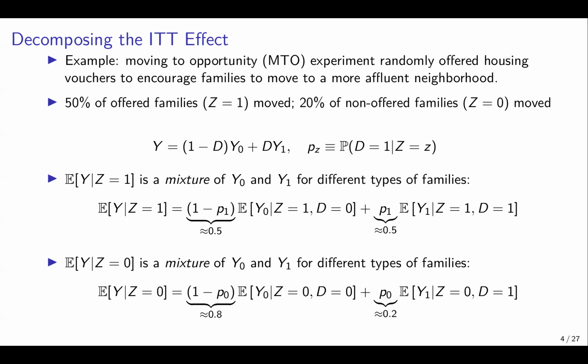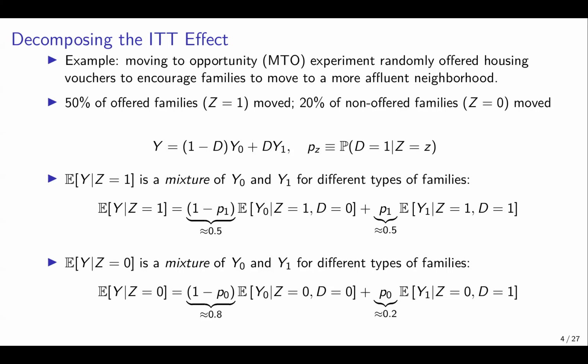Let's take a closer look at this ITT effect and try to understand in more detail what I meant when I said that it represents a kind of diluted version of the treatment effect. This is a very famous experiment. It's called Moving to Opportunity, and it basically randomly offered housing vouchers to some families in order to encourage them to move to a more affluent neighborhood. And the question here was whether there might be some neighborhood effects on people's job market prospects and other long-term outcomes. So in this experiment, it turns out that among the people who were offered the voucher to move to a different neighborhood, only 50% of them actually moved.